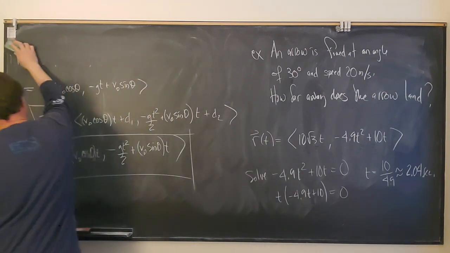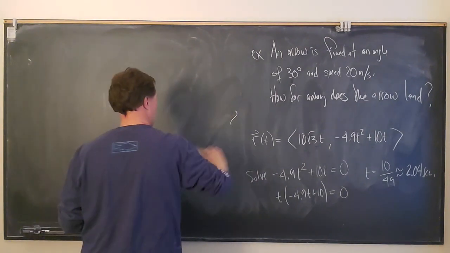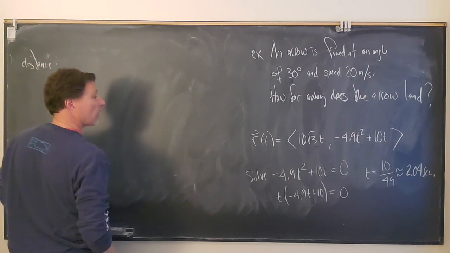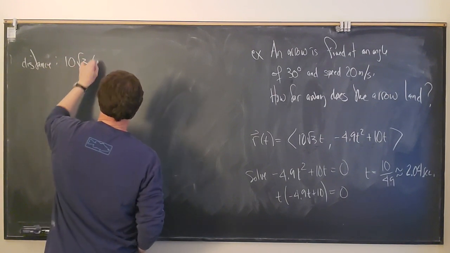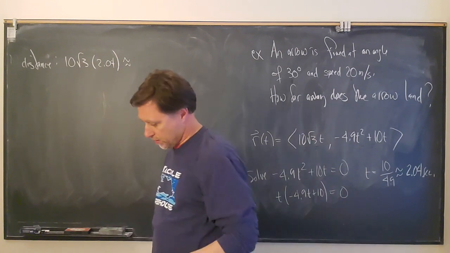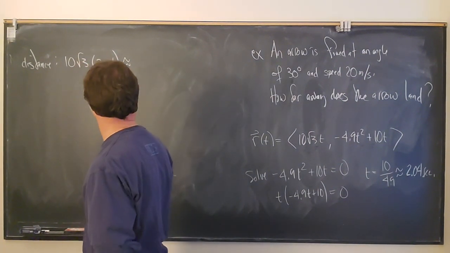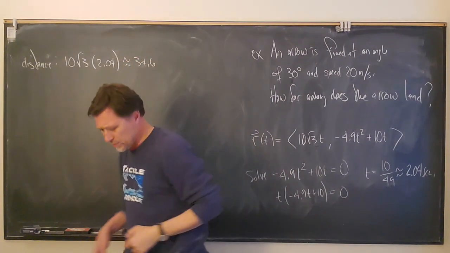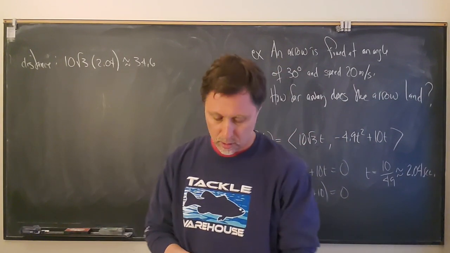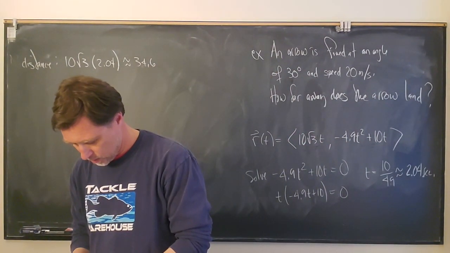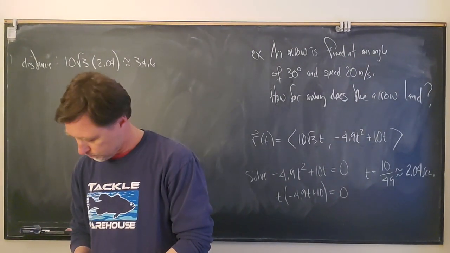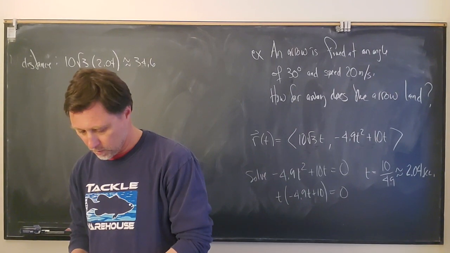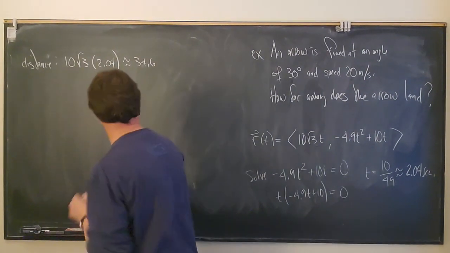So now, total distance. So distance in the x direction, of course, that's going to be 10 root 3 times 2.04, which comes out to be about 34.6 meters. And something's funny in my notes. Let me just check that on my calculator real quick. So 10 times square root of 3 times 2.04. Oh, sorry, yeah, 35.3 is actually what it comes out to be. 35.3.